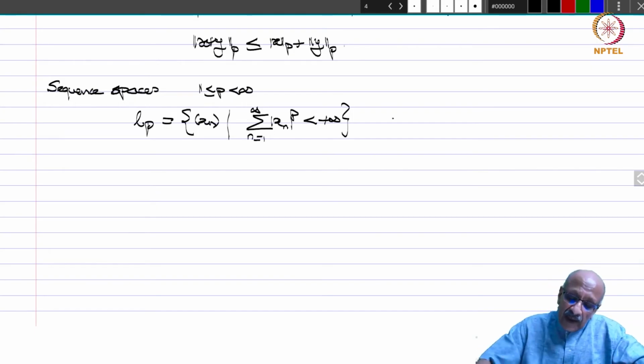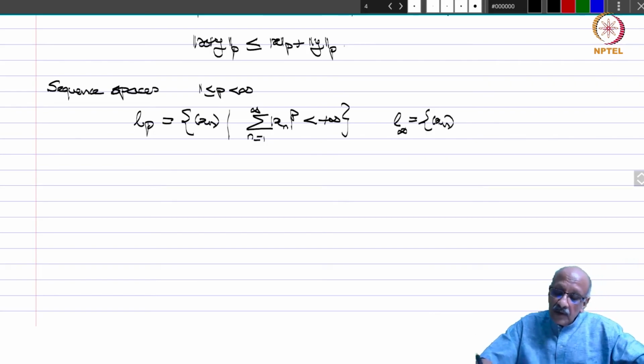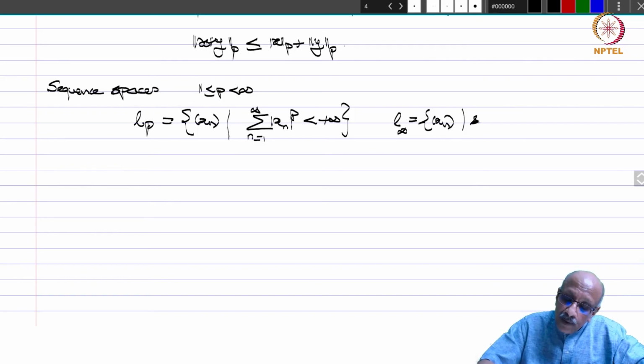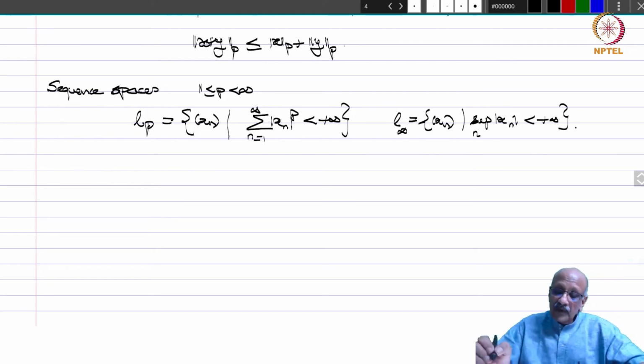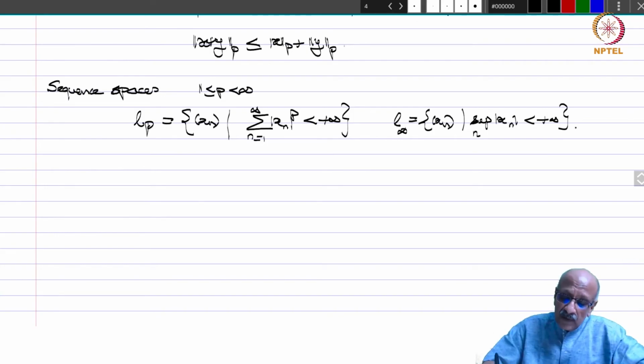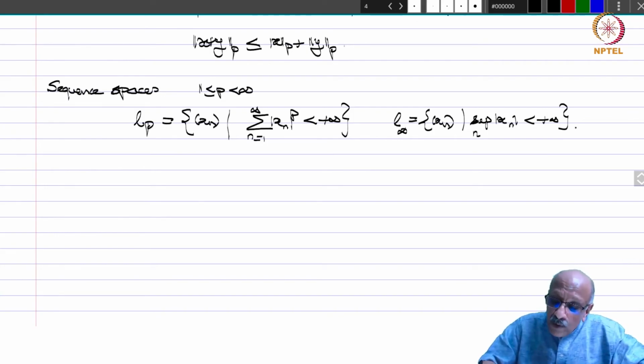And then we take ℓ^∞, the set of all sequences (x_n) which are bounded. So sup over n of |x_n| is strictly less than infinity. So this is the space. ℓ^∞ is the set of all bounded sequences. ℓ^p is the set of all sequences such that they are p-summable, as you would call it.